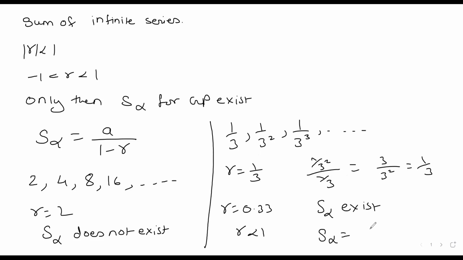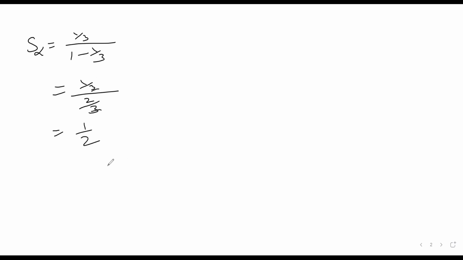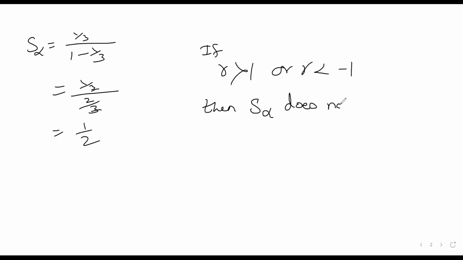And that sum up to infinity is a upon 1 minus r. So 1/3 upon 1 minus 1/3. And we can calculate this further. So 1/3 upon 1 minus 1/3, 1/3 upon 2/3. 3 cancels, your answer is 1/2. If r is greater than 1 or r is less than -1, then sum up to infinity does not exist. The very important concept.